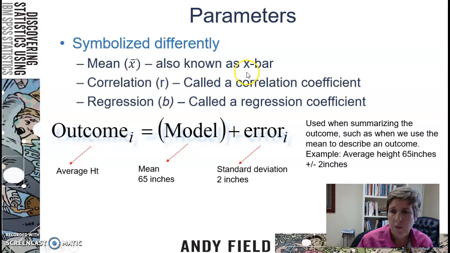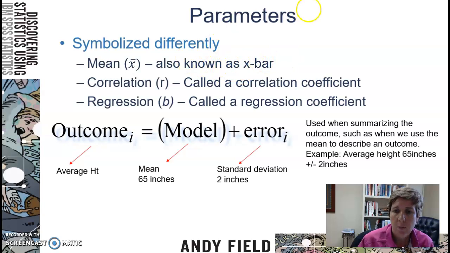Sometimes you'll see in textbooks or articles x bar because it's really frustrating to figure out how to do an x bar in Microsoft Word. I did figure it out, but it's also called x bar. So if you hear me talk about x bar, what I'm talking about is the mean, or I'll just probably say the mean, or I might write x bar.